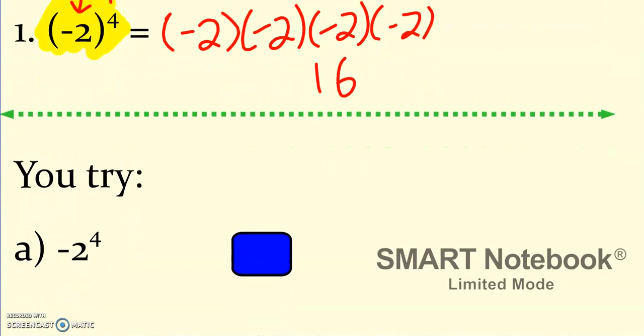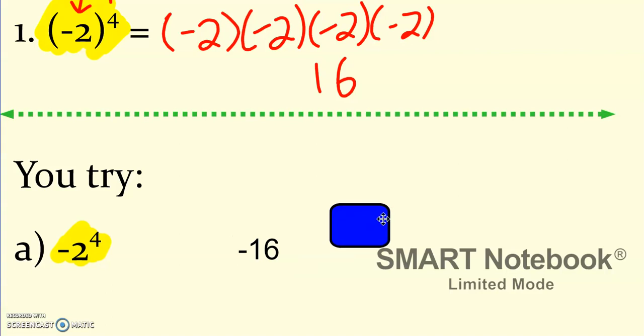Down here in the you try section, this is a little bit different. What do you notice? Think about what you notice. Pause it, try it out, and see what you get. We will compare answers. All right, so if you plugged in -2 to the 4th into your calculator, just as it shows here, well, that means you got the answer of -16.